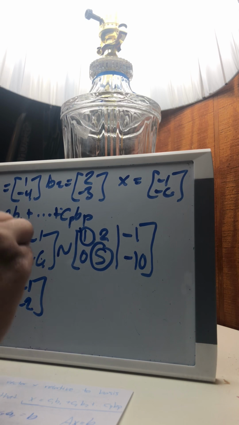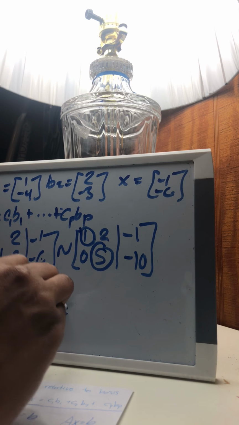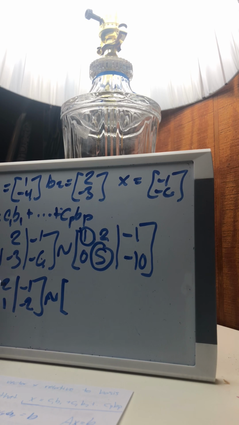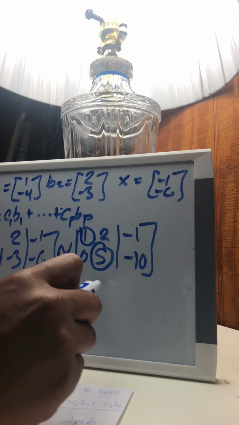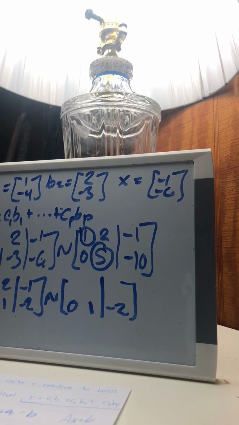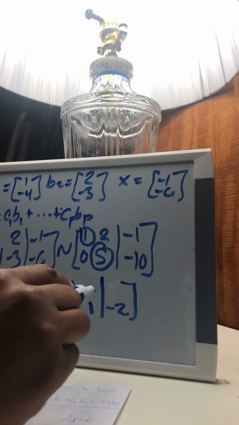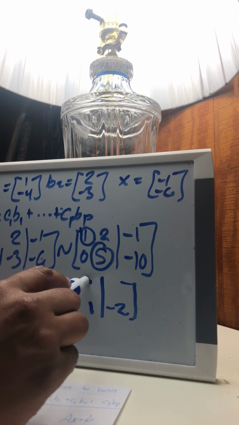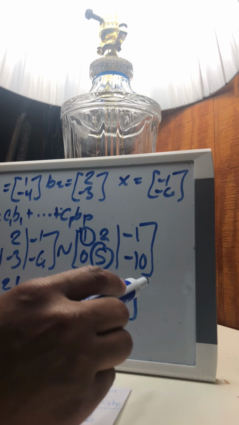Now for reduced echelon form, each pivot needs to have a 0 above it, which this pivot does not. So I'm going to multiply that by negative 2, and add it to this row to give me a new top row. The bottom row is going to be the same. So multiplying this by negative 2, I get 1, 0, and 3.